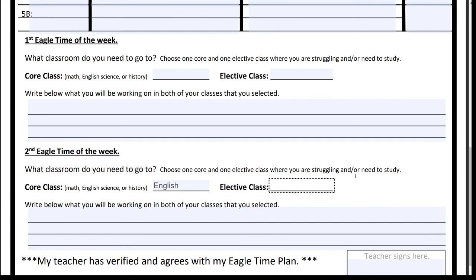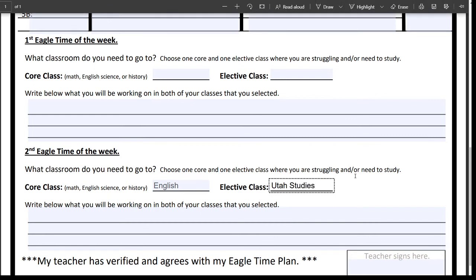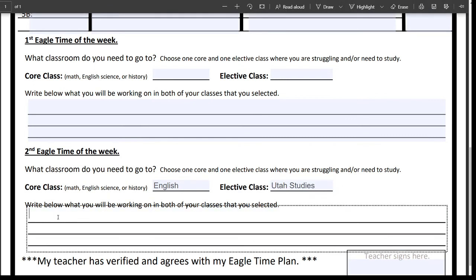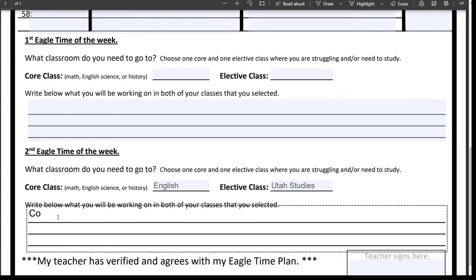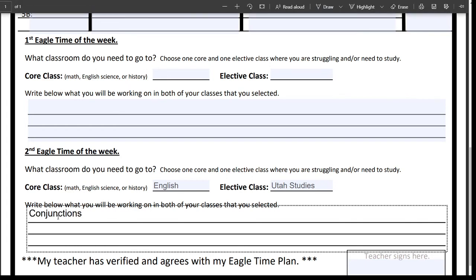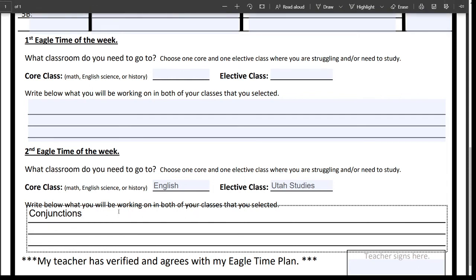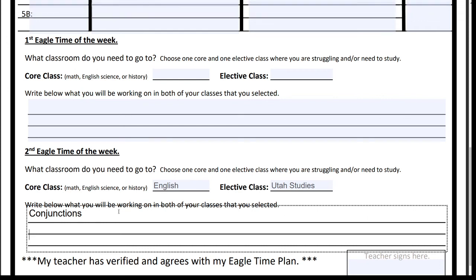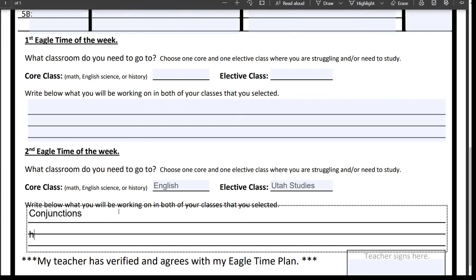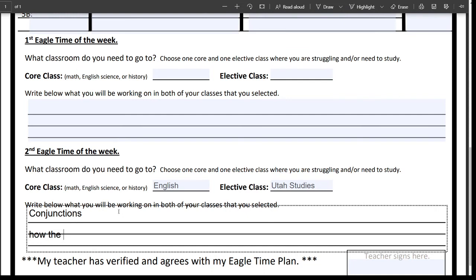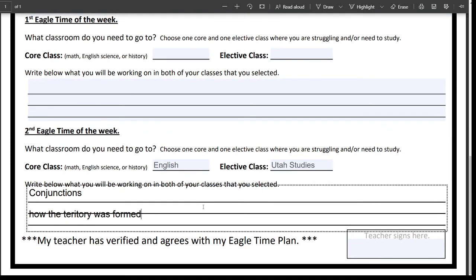And then you're going to go ahead and put in, this is going to be my Utah Studies. And below there, you're going to write what you're going to do. So in English, you had a hard time with conjunctions. And so that's what you're going to work on. In Utah Studies, you had a hard time understanding how the territory was formed. And so you're going to write your plan there so that we understand where you're going to go.